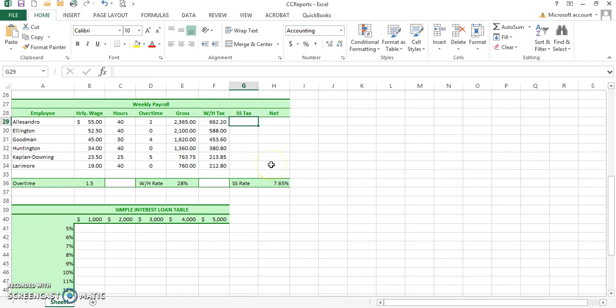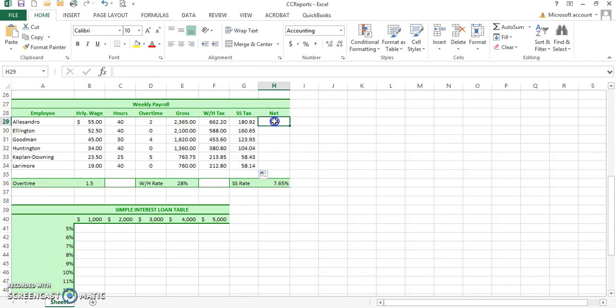Now we're going to do the Social Security tax. We're going to do the gross equal, and then the gross times the Social Security rate, which is here. Remember, we have to make it absolute, so that when we copy this all the way down, we have our rate.